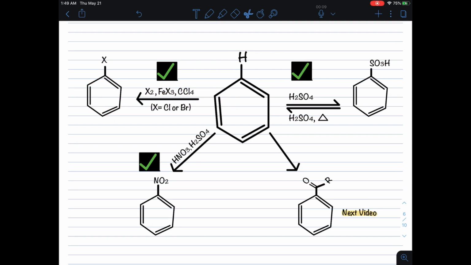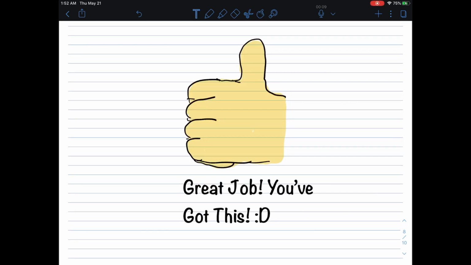So we've seen how we can halogenate a benzene, how we can add a nitro group to the benzene, and how we can add a sulfur group to the benzene. And in the next video, we're going to continue building this tree and see what other reactions benzenes are involved in. And that's it for this video.